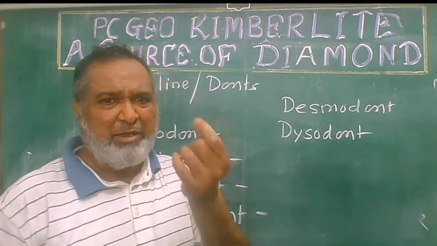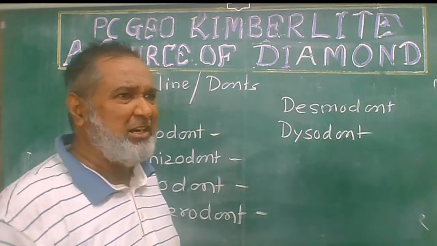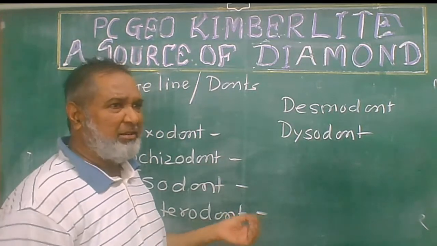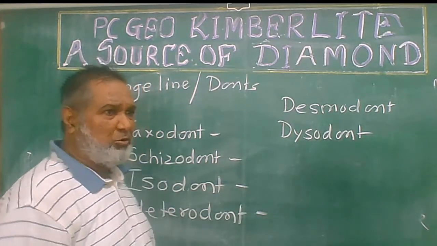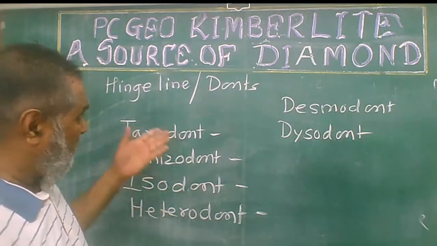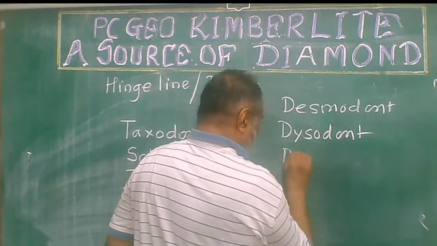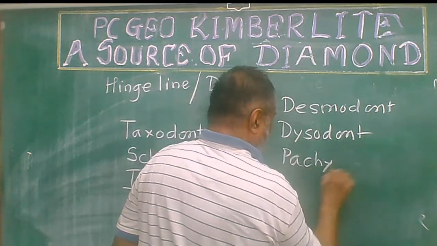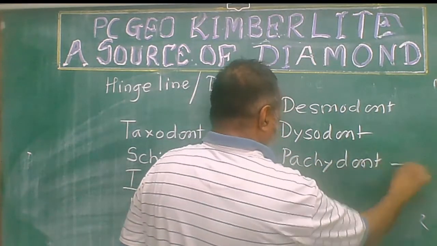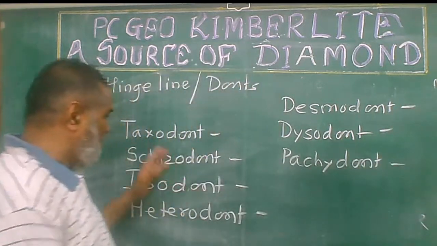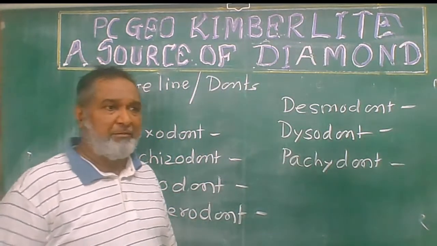Sometimes maybe 1 or maybe 2 simple teeth have just started. That is what we have, the disodon. And we have seen one more, that is the pachydon. This question will be asked for 5 marks, so at least you have to write the 5-1.